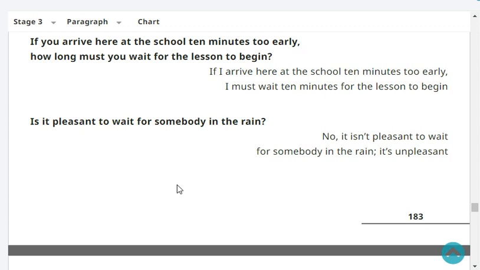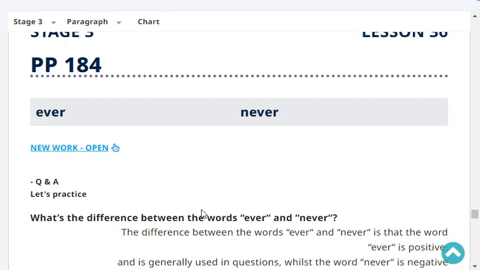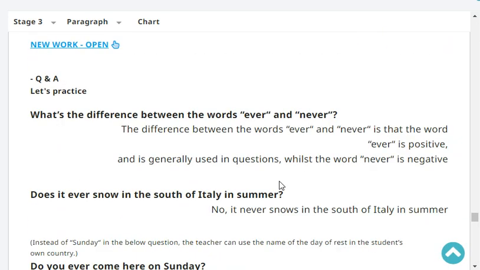Is it pleasant to wait for somebody in the rain? No, it isn't pleasant to wait for somebody in the rain. It's unpleasant. Very good.